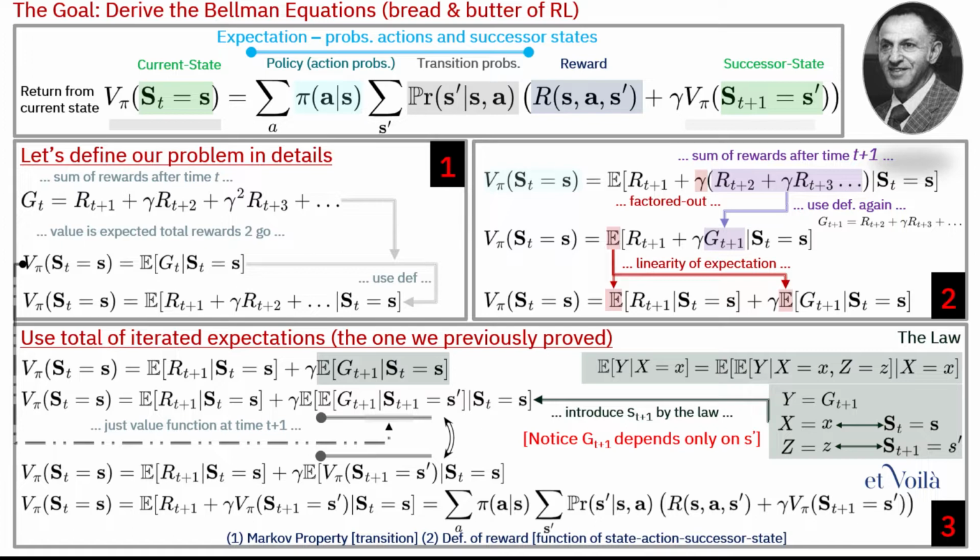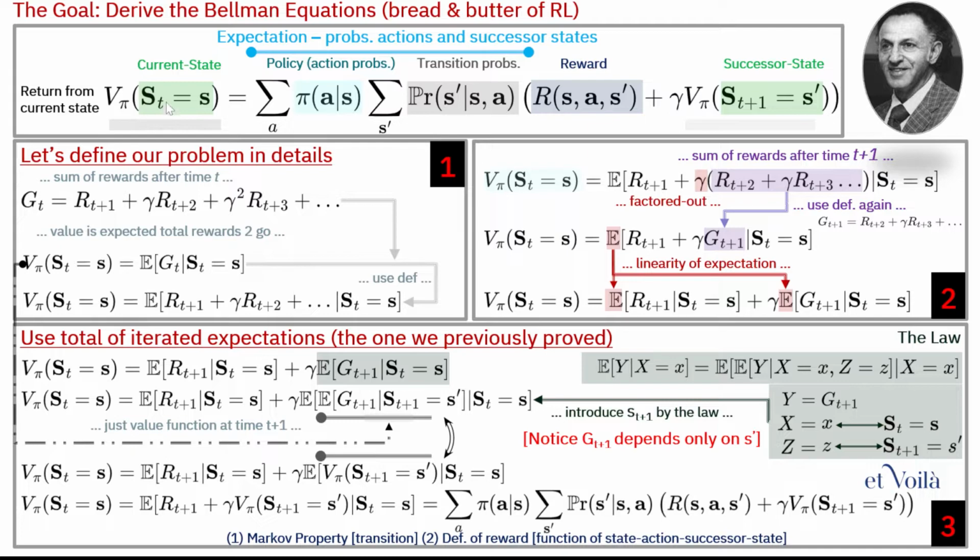What we're going to talk about today is the Bellman equation, which is an important concept and component in reinforcement learning. The Bellman equation itself is nothing but a recursive equation that represents the value of the current state as an expectation of the reward and the value of the successor state.